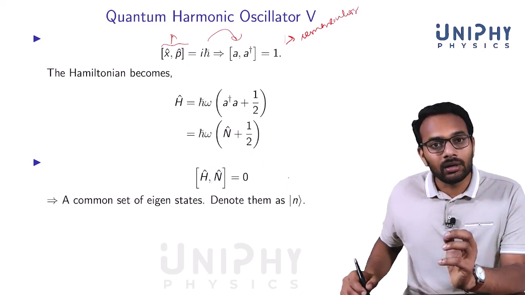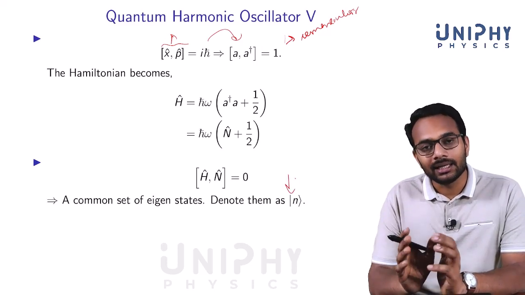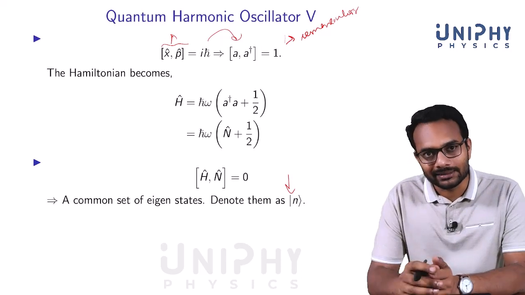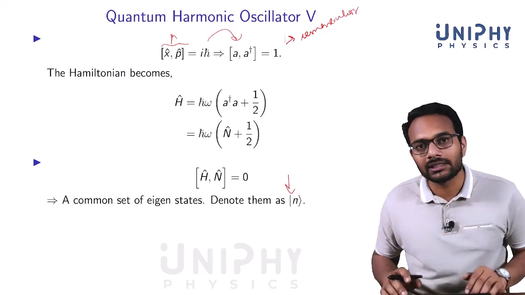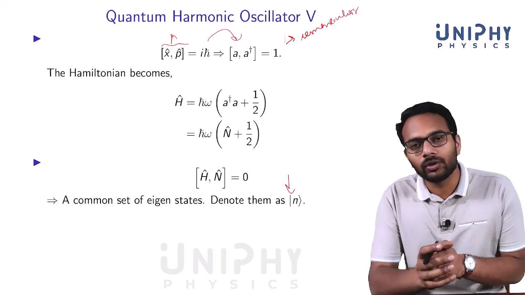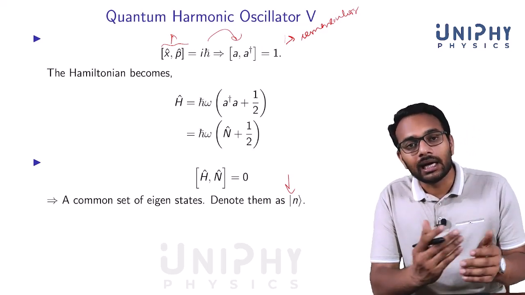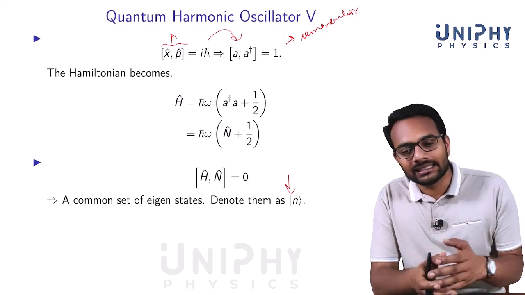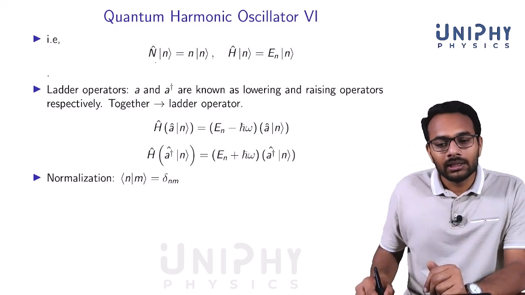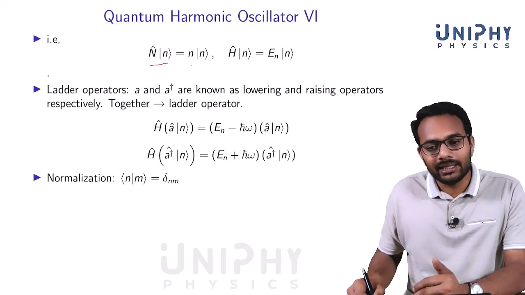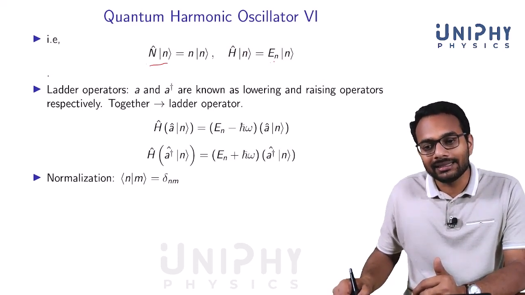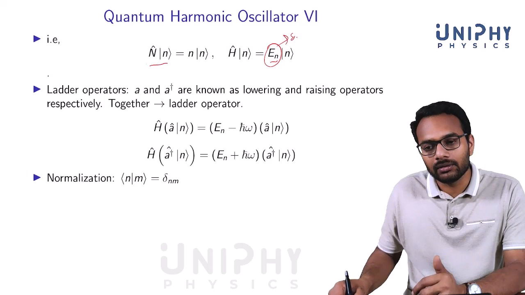So now our energy eigenstates are denoted by n inside a ket, a small n inside a ket. These are simultaneous eigenfunctions of H and N, because we have seen that commuting operators have a common set of eigenvectors. This means that n cap acting on ket n gives n times ket n, and h cap acting on ket n gives En, the energy eigenvalue.